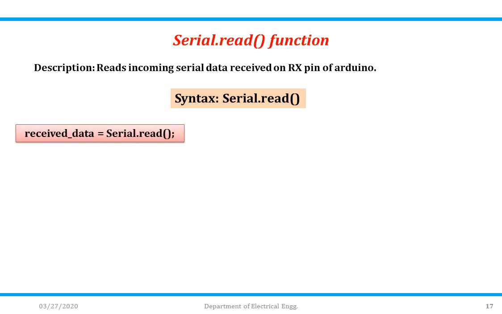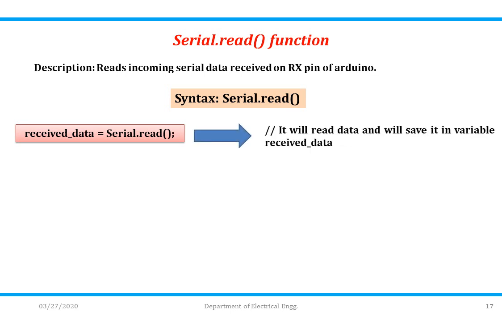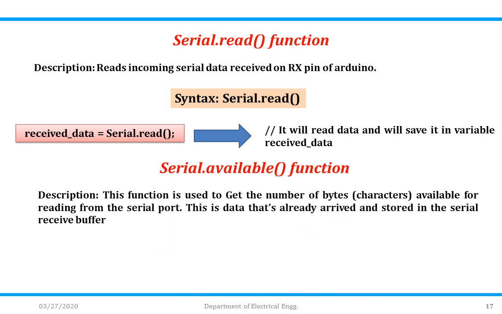Suppose I have the instruction received_data equal to Serial.read. Whatever value is read by the function Serial.read is going to be stored in the variable having the name received_data. Next is the Serial.available function. This function is used to get the number of bytes, that is characters, available for reading from the serial port. This is the data that has already arrived and is stored in the serial receive buffer. So I want to check whether the data is available or not. For that case, this function is used, that is Serial.available.